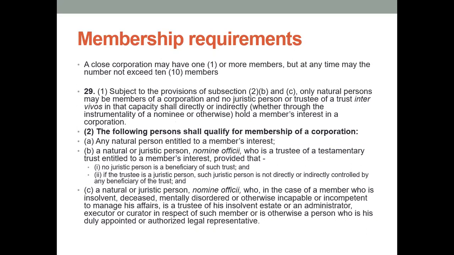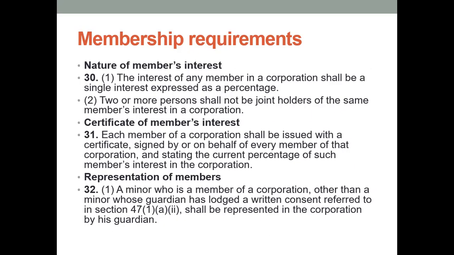So the first one says they should be natural persons, meaning they should not be involved in other companies. Let me say the owner of a certain company can't join a closed corporation, or a certain company cannot join a closed corporation. So they should be natural people. And then all these are just requirements of becoming a member.